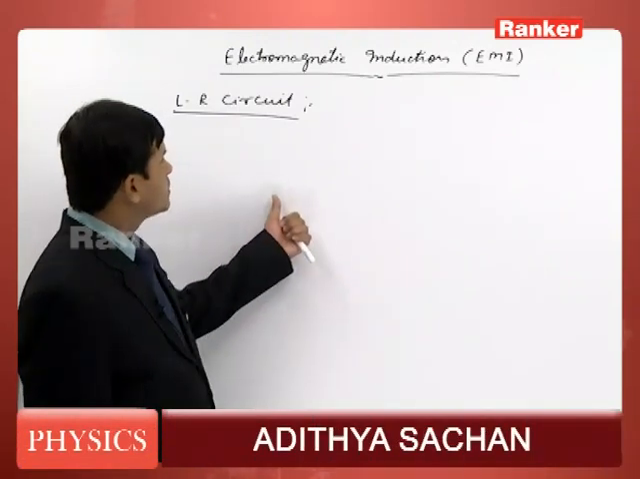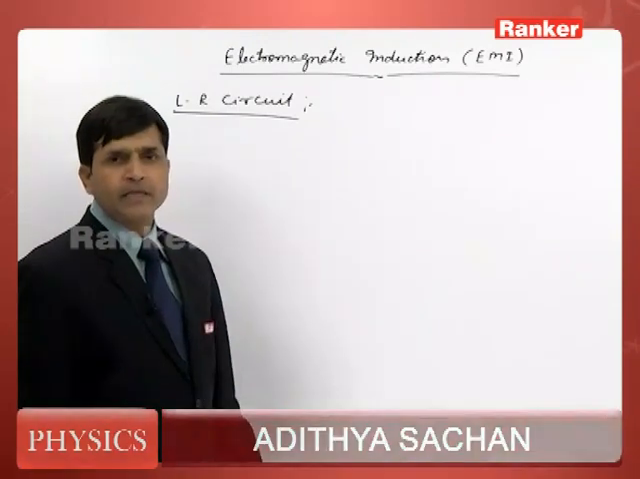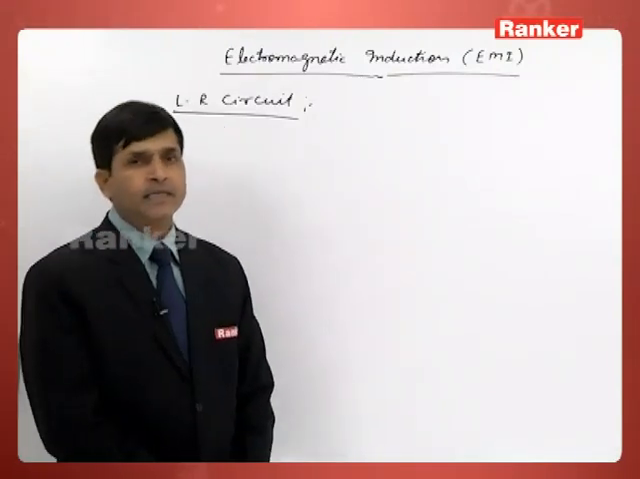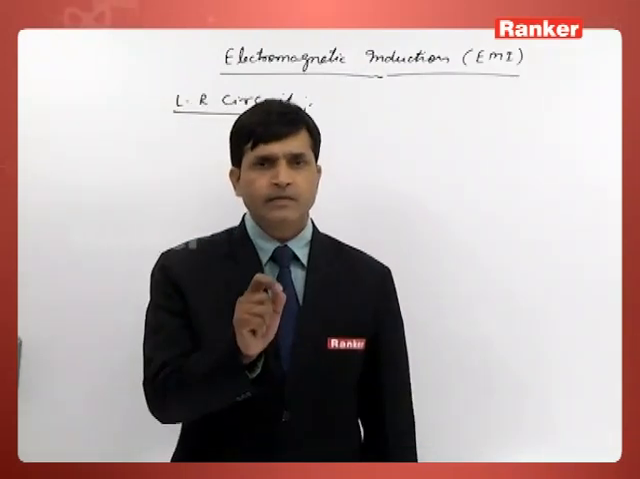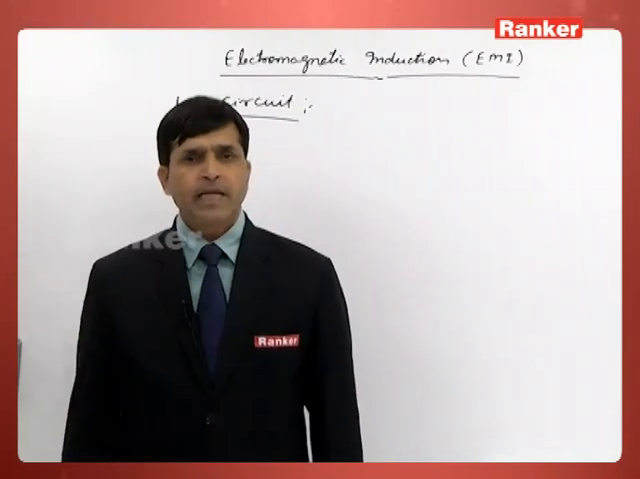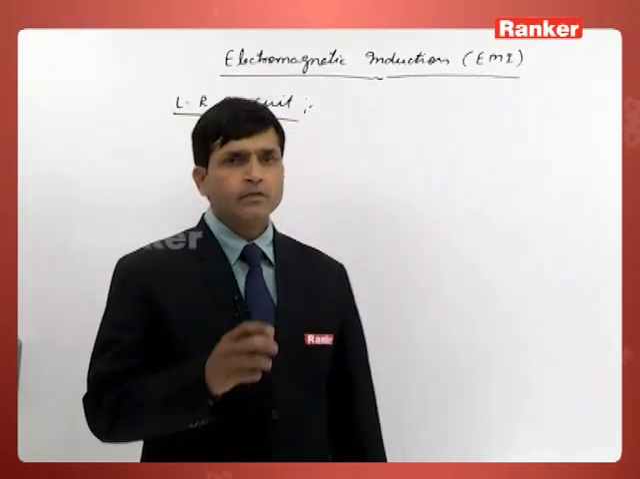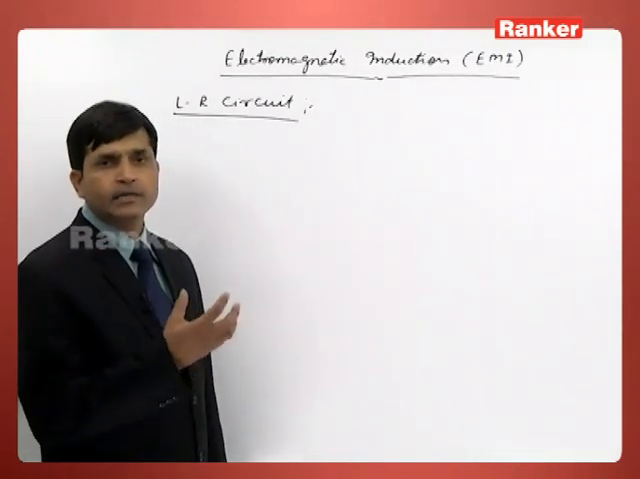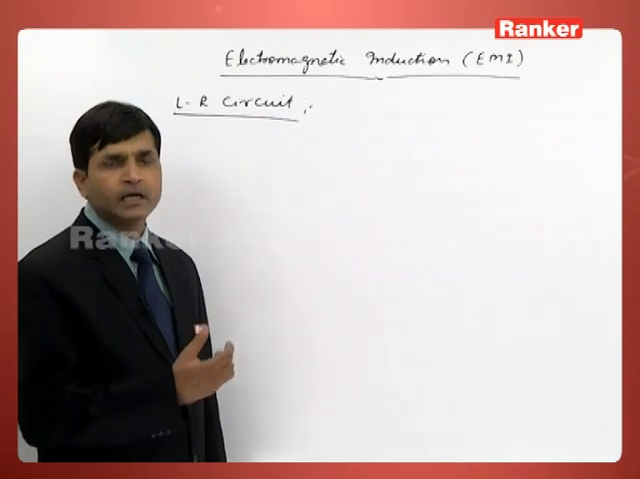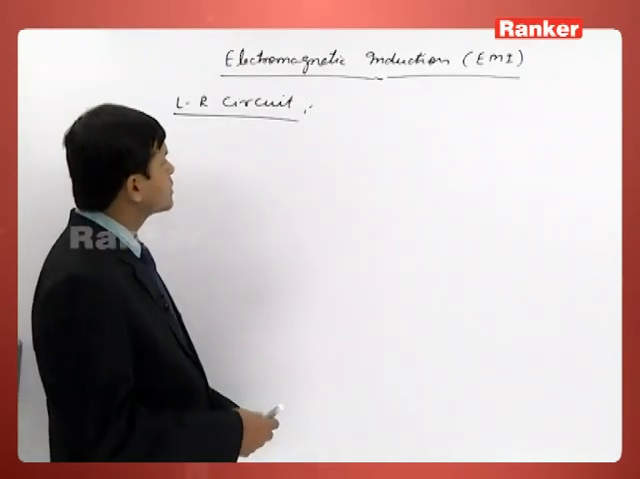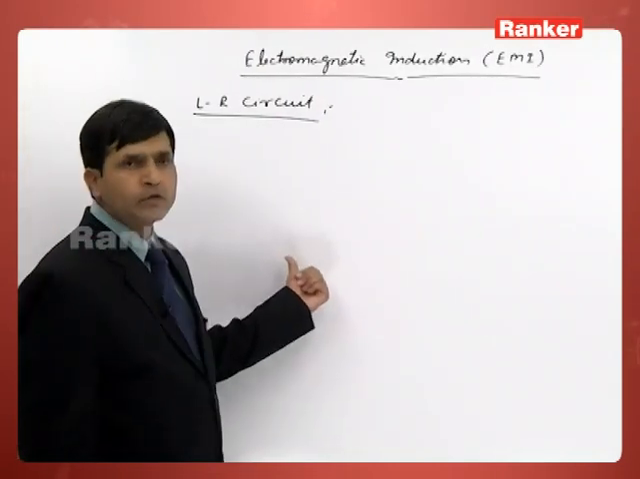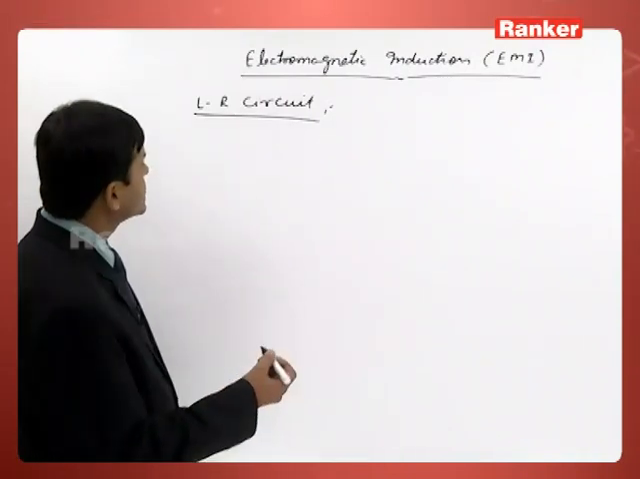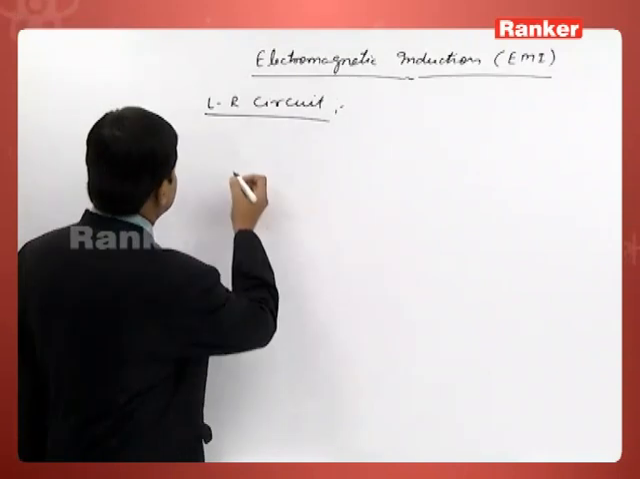Because as we know, whenever an inductor is connected in a circuit along with a resistor, the current will take some time to get stabilized. So before the current gets stabilized, how the current varies in the circuit, that is what we are looking at here. There are two things here: one is the growth of current, another is the decay of current. First we will discuss the growth of current.